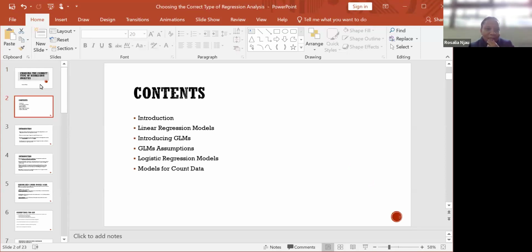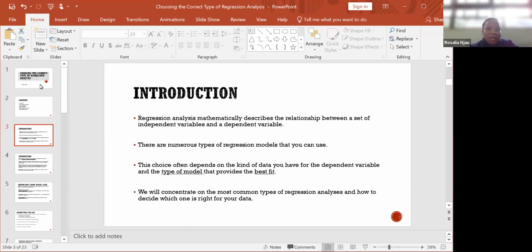Here are the contents of my presentation. So I start by introducing the GLMs, then going to the linear regression model, which is the background or the backbone of all of the GLMs, and then the assumptions of the GLMs, and then into the logistic and the count data models.